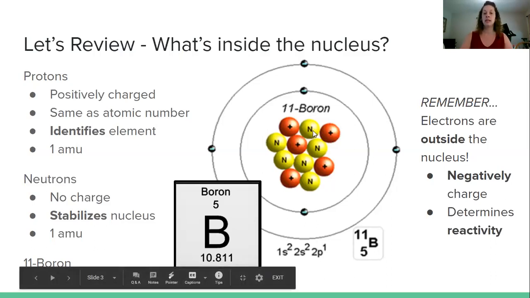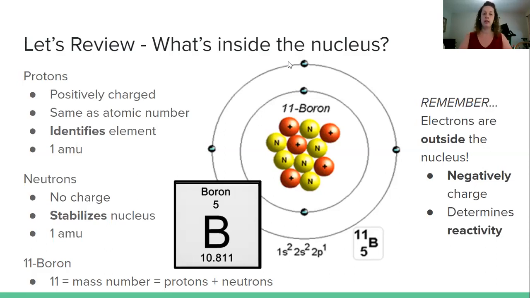So that's going to tell us how many neutrons are there. So in this example, there's 6 neutrons. So this isotope is boron 11. So it has a mass of 11. It has 5 protons and 6 neutrons, which adds up to 11. And then you can see the orbitals, the energy levels to show where the electrons are.